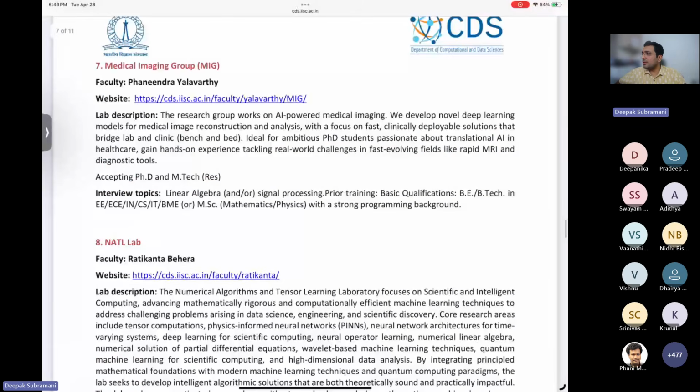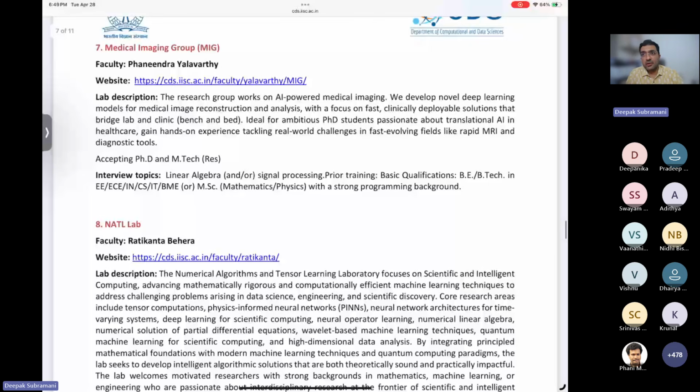Let me move on to the next. I think Professor Fanindra is also not here. Professor Fanindra leads the medical imaging group. You heard from Professor Vanati on AI in medical science. Professor Fanindra's lab also works in a similar area, but with a slightly different flavor. They look at AI-powered medical imaging. In fact, Professor Fanindra is now with the Center of Excellence for AI in medicine, which is TANU, at IISc, and that lab is accepting PhD and MTech research students. So please look at the website of Professor Yalavati Fanindra and see if those kinds of topics are what you are interested in.